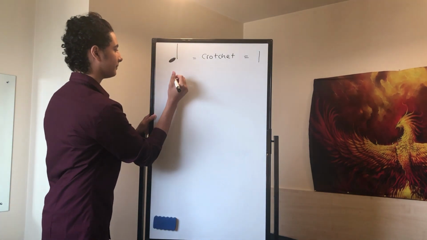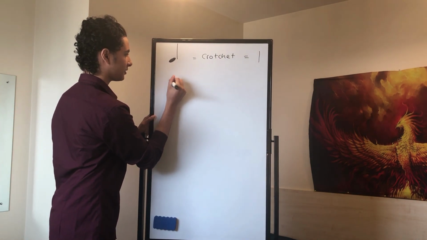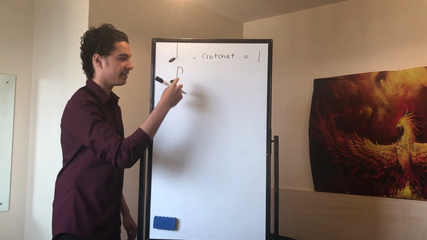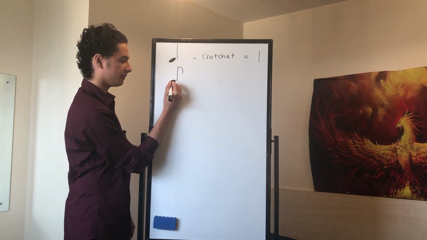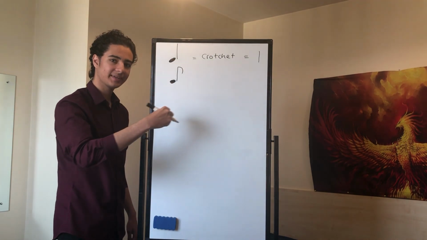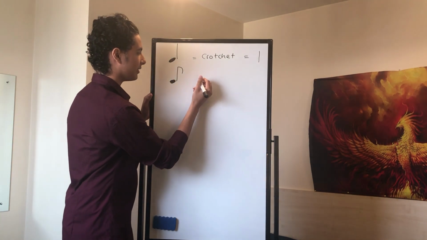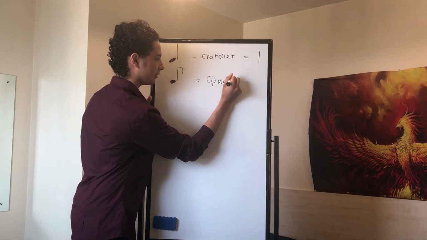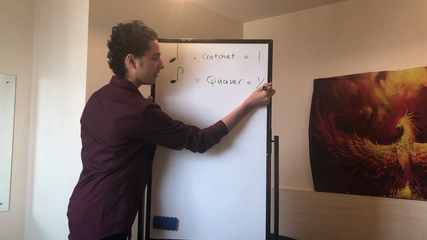Now the next one is actually very similar, and we have our full circle, we have our stem, but we have the tail. Okay, so we have the head, which is also filled out here, we have the stem and the tail. The little flick in the end is the tail. Again, not to be confused for the stem. Now this is called a quaver, and it is worth a half beat.